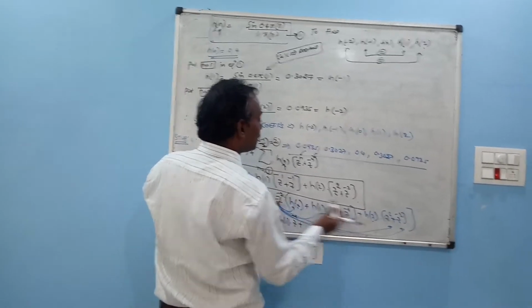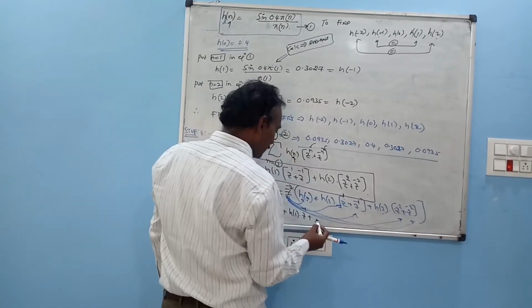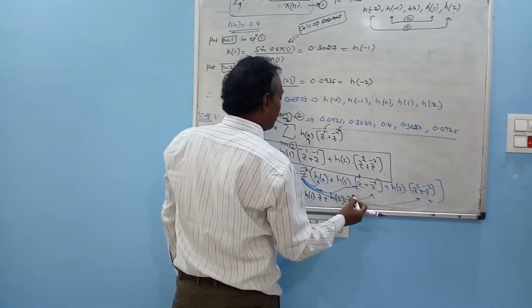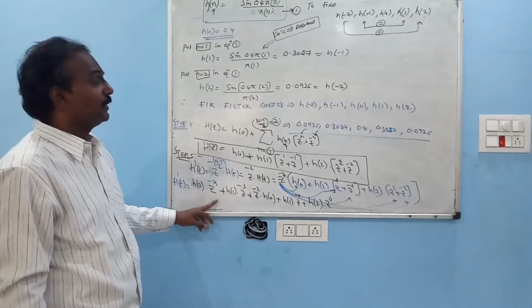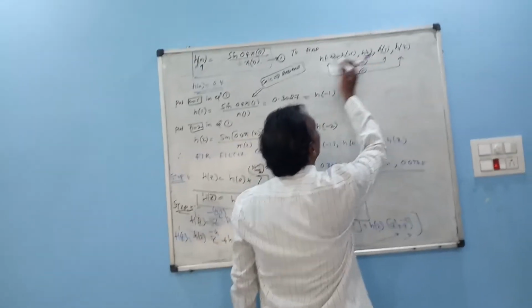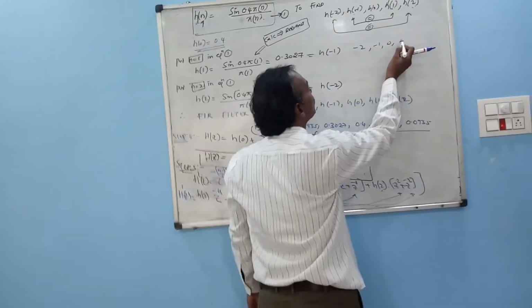Next, the z power 0 term. Where is the z power 0 term? Minus 2 plus 2, that is here h of 2 into z power 0, right? So overall, see now the coefficients are from minus 2 to 0. So coefficients are from minus 2 to 0.